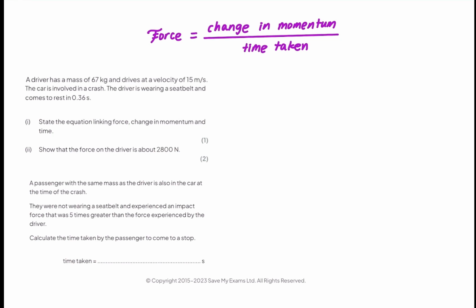Okay, so to do part II, we can use the equation above to prove that the driver's force is about 2,800 newtons. So let's write it down first. The change in momentum is mv minus mu divided by time taken. And that should equal approximately 2,800 newtons. Okay, so now that we got our equation down, we need to find the values for mv and mu.